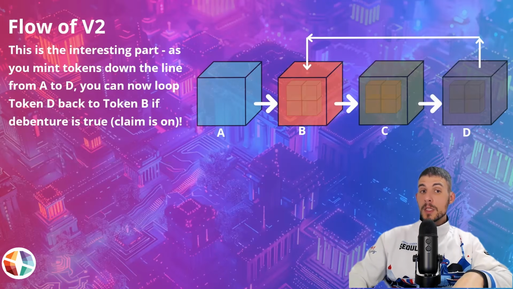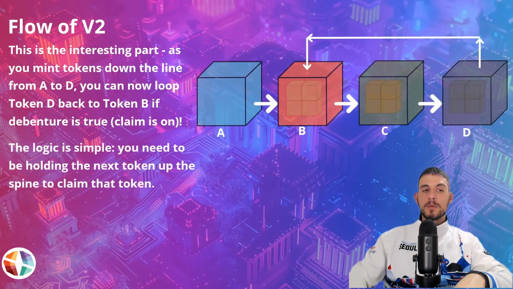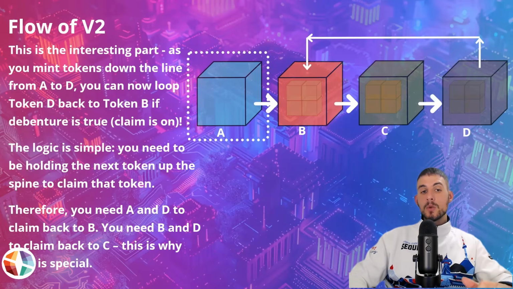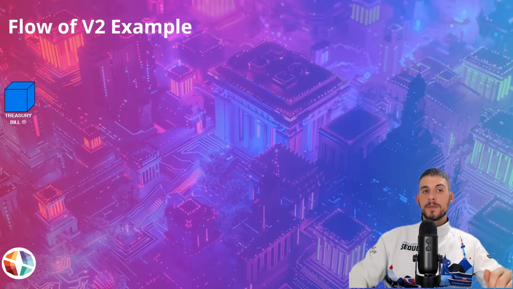And then assuming it's launched off the Fed, this is where the power of the Fed comes in. The logic is very simple. You need to be holding the next token up the spine to claim that token. Therefore, you need A and D to claim back to B. And you would need B and D to claim back to C. This is why the Fed is very special in the federal minter spines.